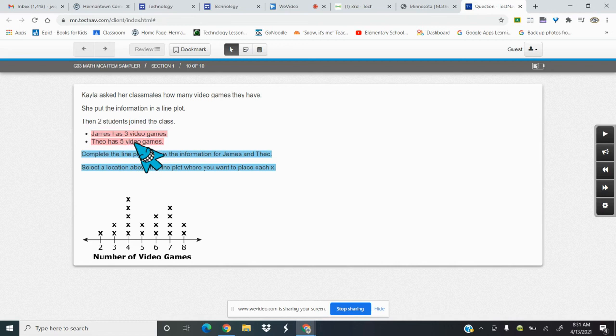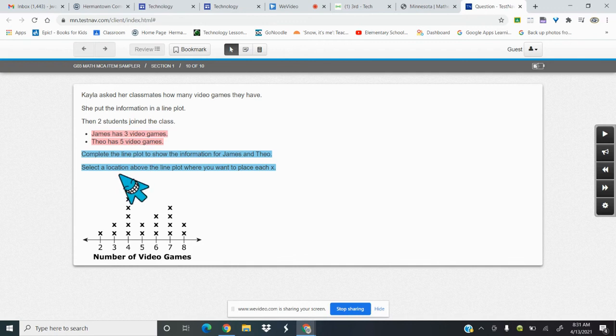James has 3 video games. Now this is an interactive problem, and some of your math problems will be interactive. So you do have to do something down here, even though there's not an answer anywhere. It doesn't look like it. So it says, complete the line plot to show the information for James and Theo. Select a location above the line plot where you want to place the X.